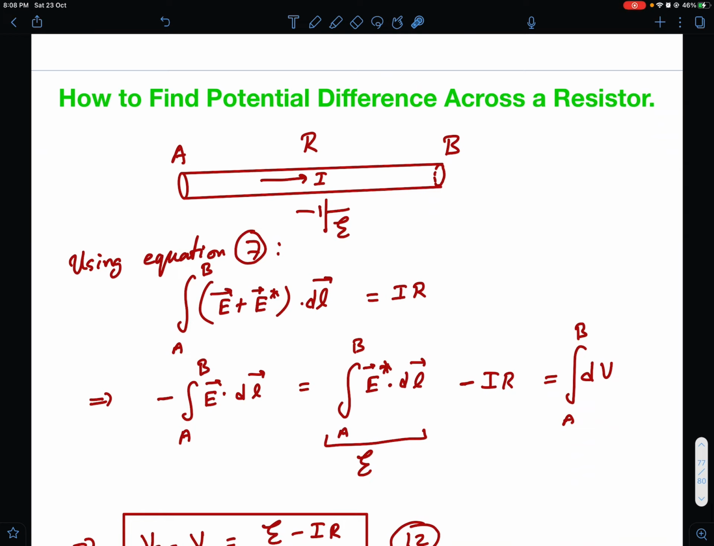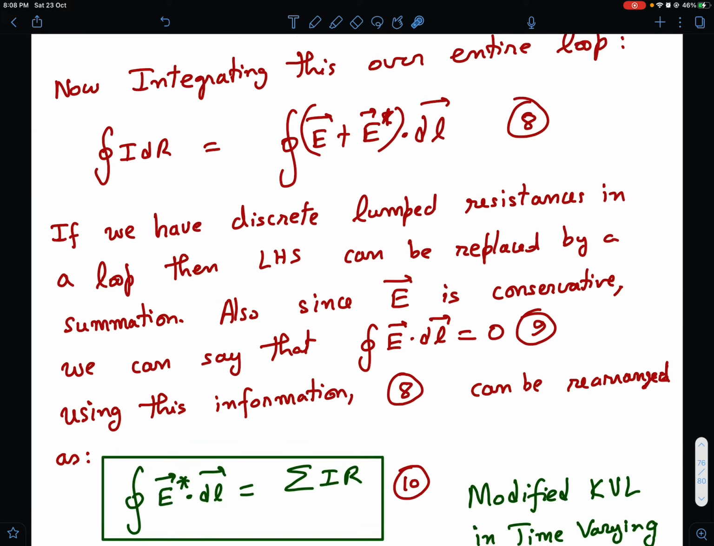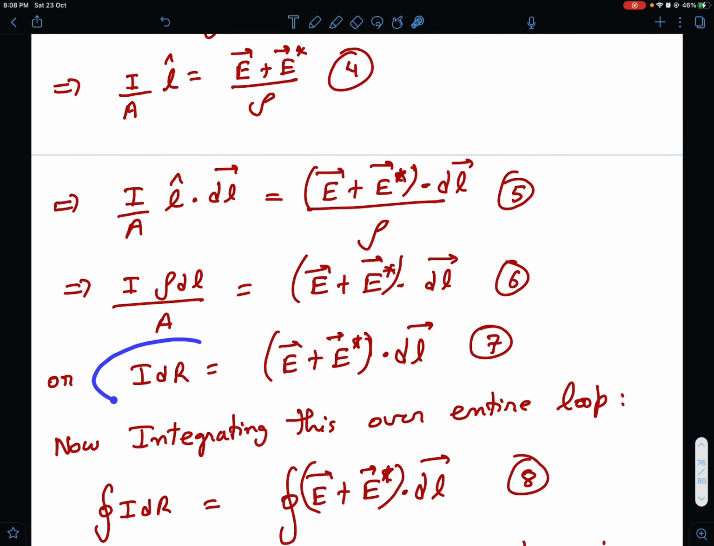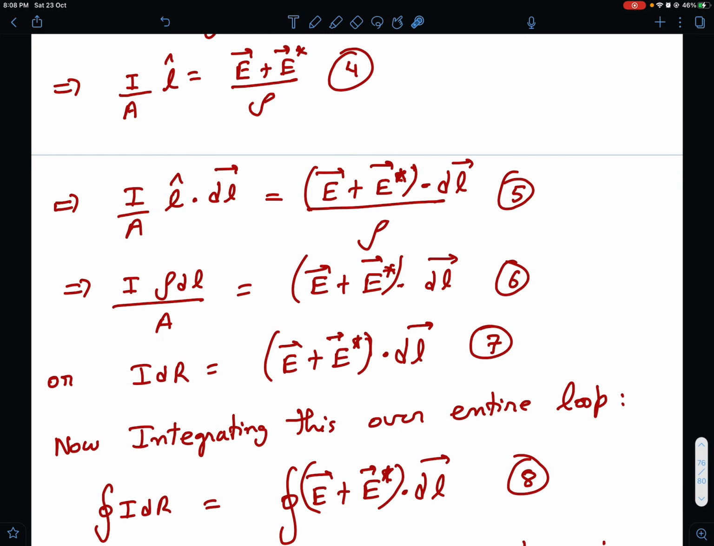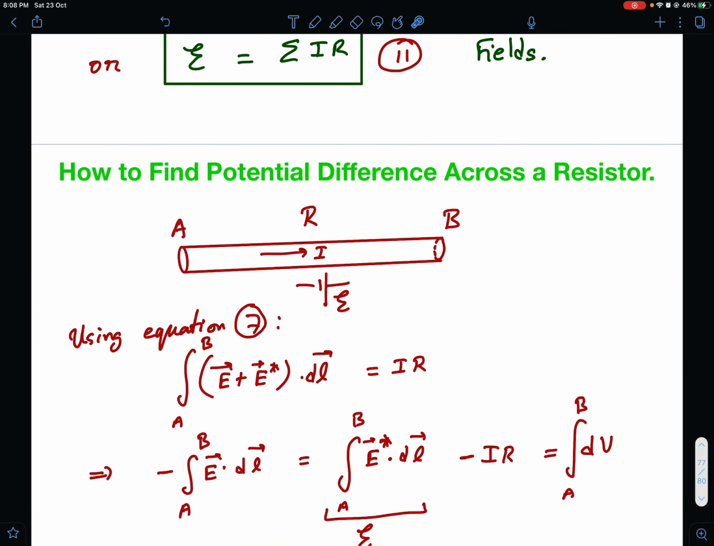Now sometimes we are asked what is the potential difference across any resistor element. So equation 7 was what? Let's look at equation 7. This was I dR is equal to (E plus E star) dot dl. This is valid for just about any small circuit element, right? So if I have a resistor, let us say this resistor has a resistance R, for this resistor also I can apply that equation.